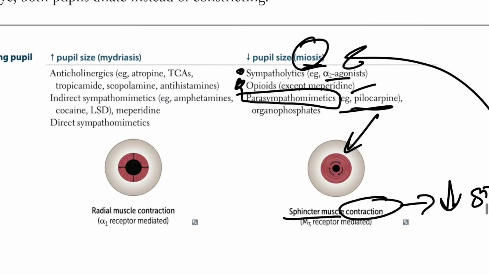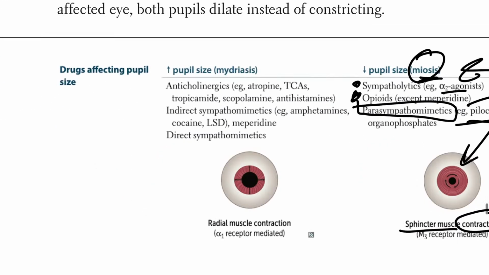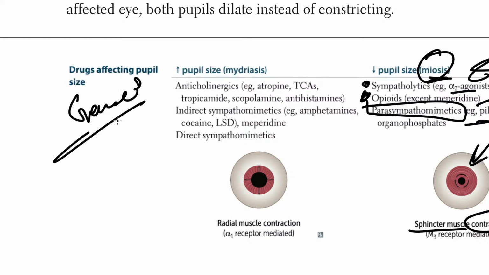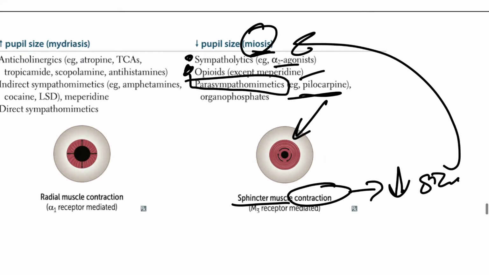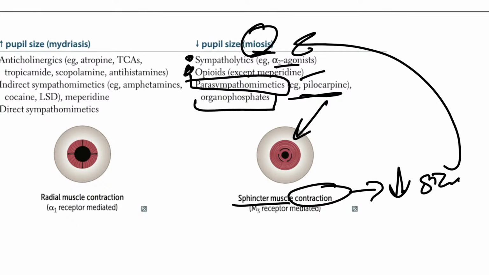This picture is from general. Okay, just got it from there. And the last one is organophosphates. What we really need to know is that decreasing the pupil size is meiosis.